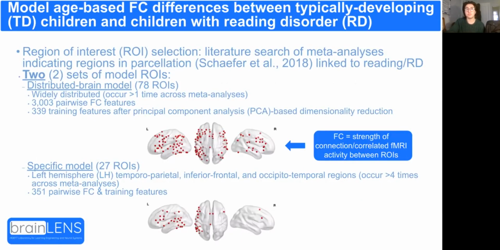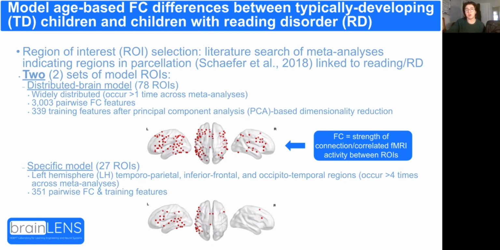The first step was to decide from which regions of the brain we are extracting FC measures, which in this case are the correlations in blood oxygen level dependent, or BOLD, signal activity between a given pair of regions of interest, or ROIs. Because we are interested in having a model that links age to FC, as well as looking at systematic differences between controls and the RD population, this led to us selecting two sets of ROIs to use for two separate models.